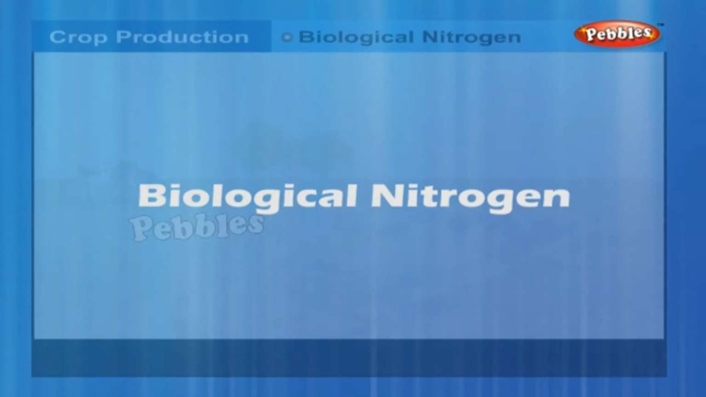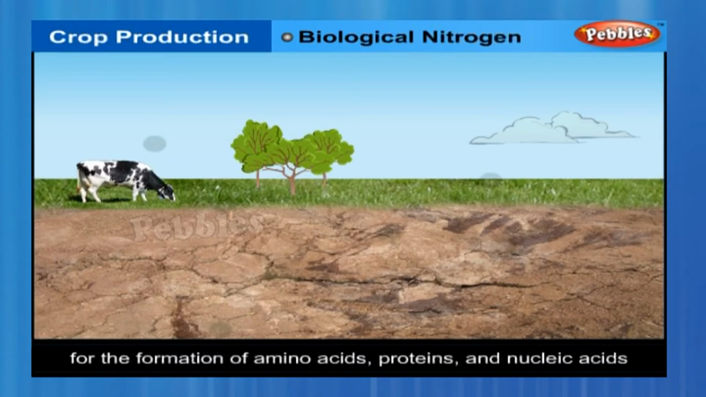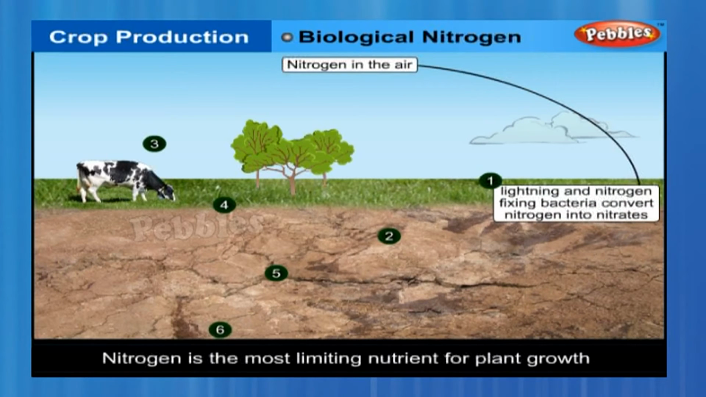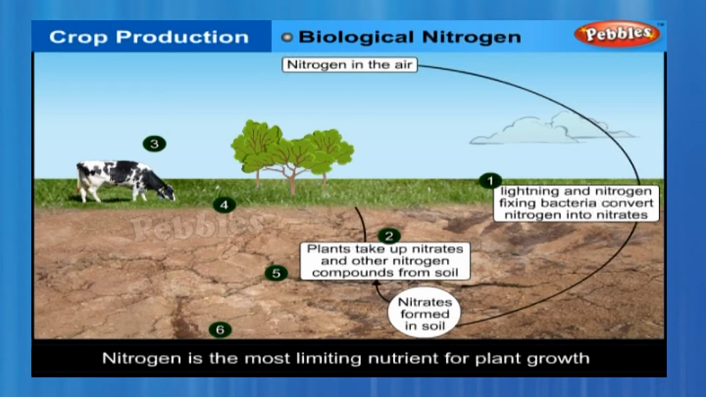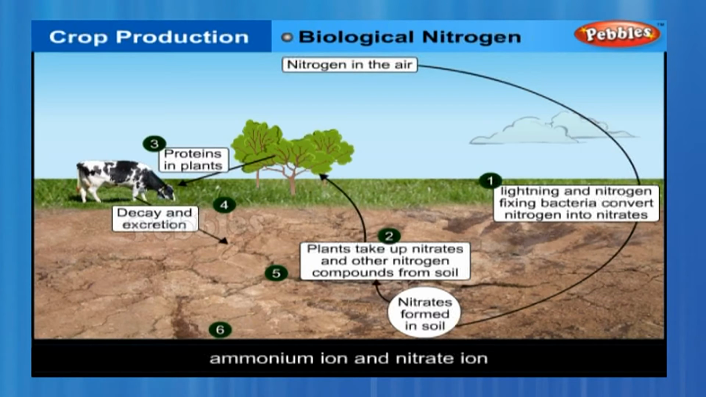Biological nitrogen. Nitrogen is an essential nutrient for life as it is needed for the formation of many biological molecules such as amino acids, proteins, and nucleic acids. Nitrogen occurs in the atmosphere as nitrogen gas. Nitrogen is the most limiting nutrient for plant growth because most plants can only take up nitrogen in two forms, ammonium ion and nitrate ion.